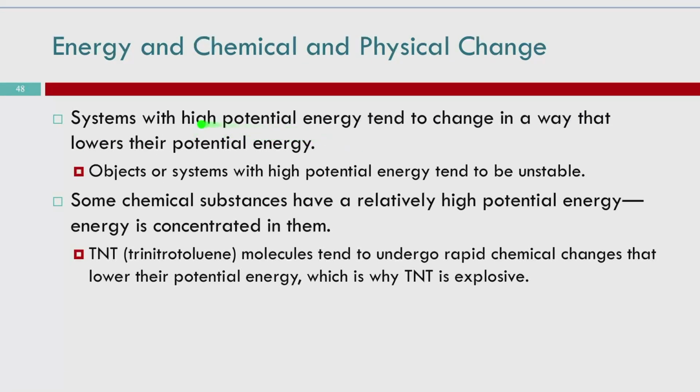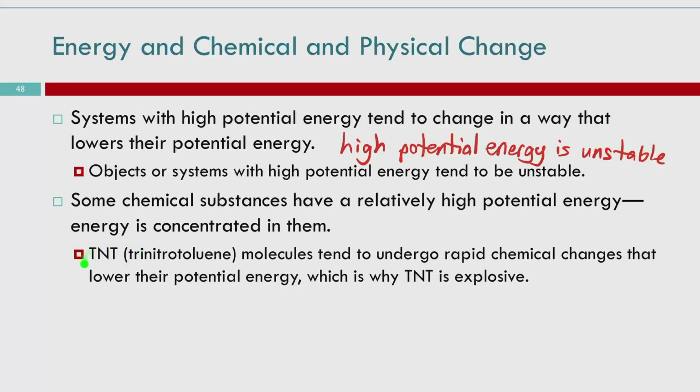Typically, things that have high potential energy, either by their position or by their chemical orientation, tend to change in a way that lowers their potential energy. High potential energy is unstable. Usually. So things will often try to get rid of that potential energy, lower their potential energy. That's why things fall. That's why some chemicals explode.